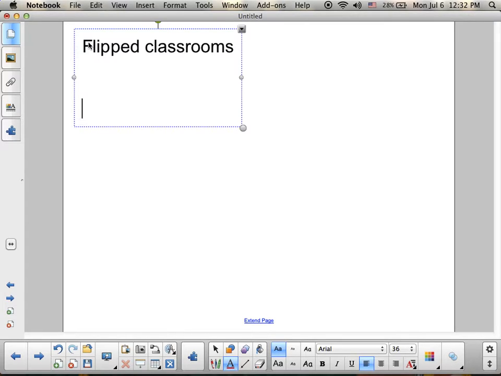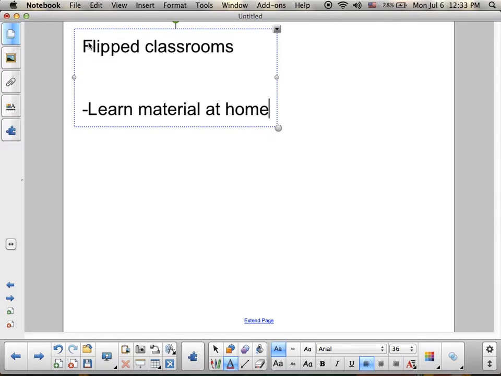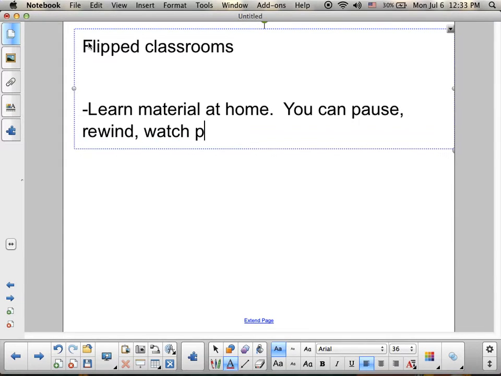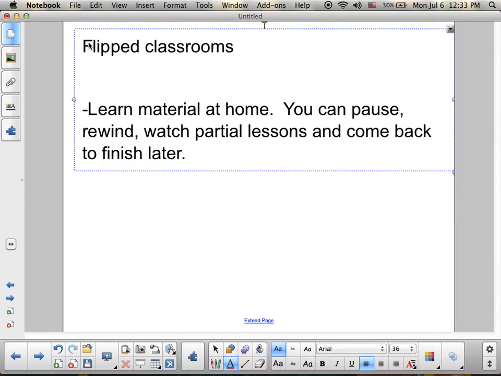Okay? So here's what's important about flipped classrooms. First thing, you're going to learn material at home. And what's great about this is you can pause, rewind, watch partial lessons, and come back to finish later. That keeps you fresh. We've got three parts to this plan. After this first lesson part, if you're like, wow, that was a lot, I need to think about that, go get a drink, go have a snack, send a selfie to a friend, and then you can come back and still get some of the lessons later on, in 10 minutes, 20 minutes, later tonight. You're not under the gun to learn it in the period that I'm teaching it or staying after. You can watch it again if you need to.